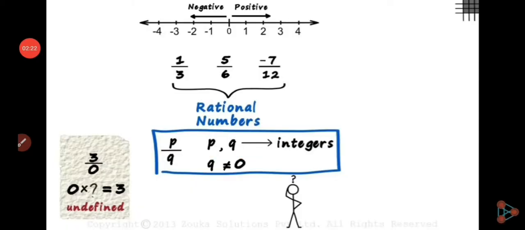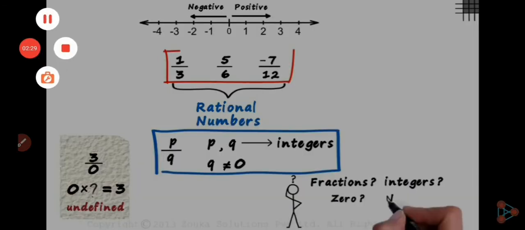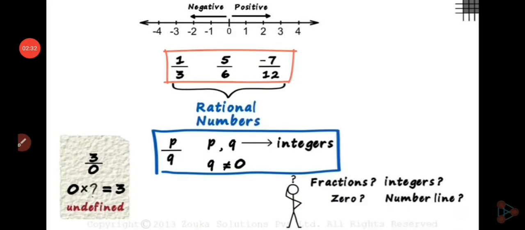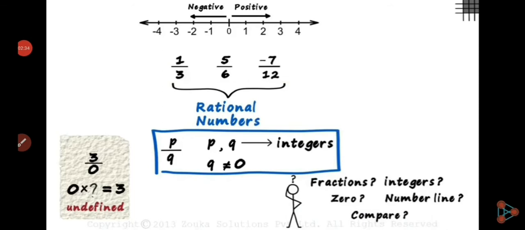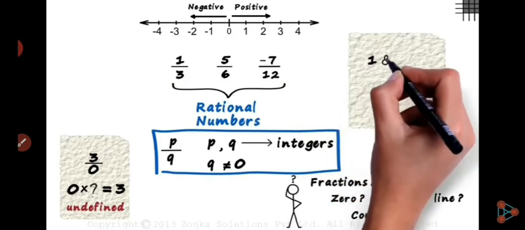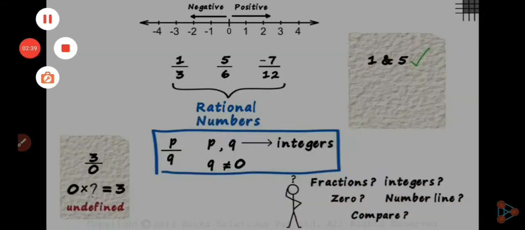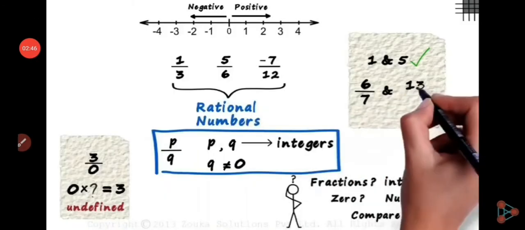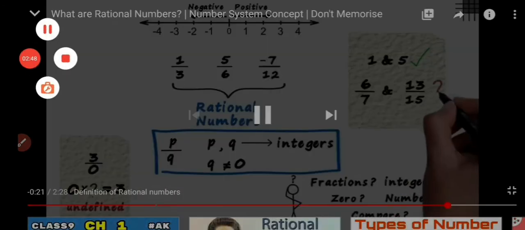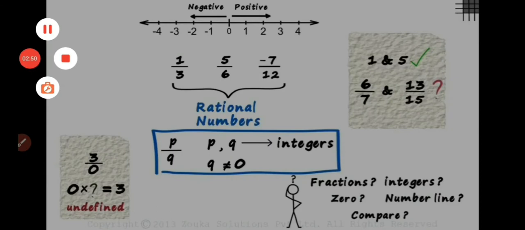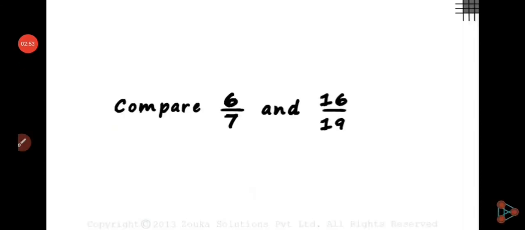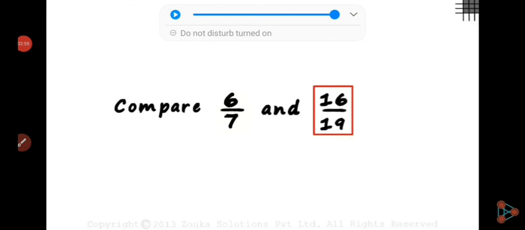What is the difference between rational numbers and fractions? Are integers classified as rational numbers? What about 0? How do we plot such numbers on a number line? And how do we compare two rational numbers? For example, if you're asked to compare 1 and 5, you could easily say that 5 is greater. But what if you're asked to compare numbers like 6 by 7 and 13 by 15? How would you find out which one is greater? Don't worry, to compare two rational numbers, 6 by 7 and 16 by 19.